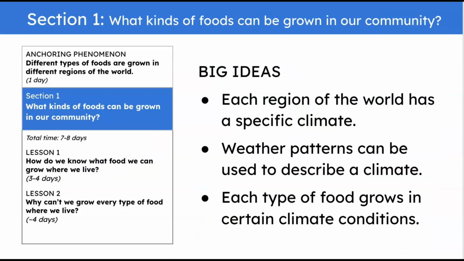Through the storyline of Section 1, students gain an understanding of these standards-based big ideas. Each region of the world has a specific climate. Weather patterns can be used to describe a climate. Each type of food grows in certain climate conditions. Combined, introducing the anchoring phenomenon and Section 1 should take about 8 to 9 days.